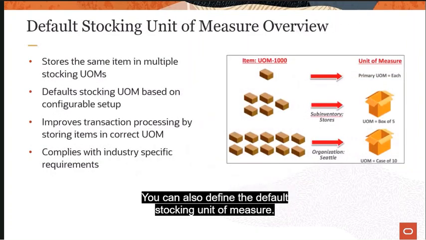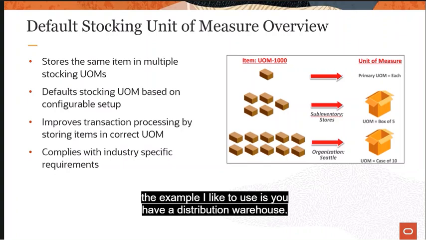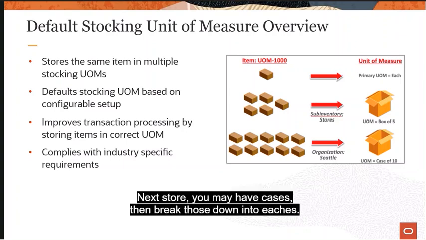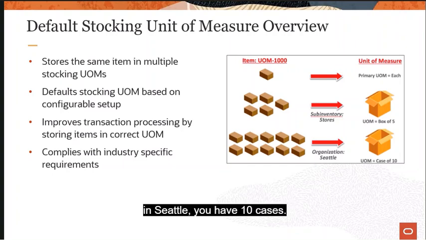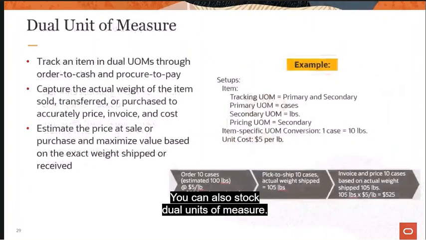You can also define the default stocking unit of measure. So the example I like to use is you have a distribution warehouse. In one part of it, you may have pallets. Next door, you may have cases, then break those down into eaches. Here's an example where in Seattle, you have 10 cases. In the stores, you have 5 boxes, and then the primary unit of measure is eaches. It's really flexible, and it allows you to manage the different units of measure to make your life easier.